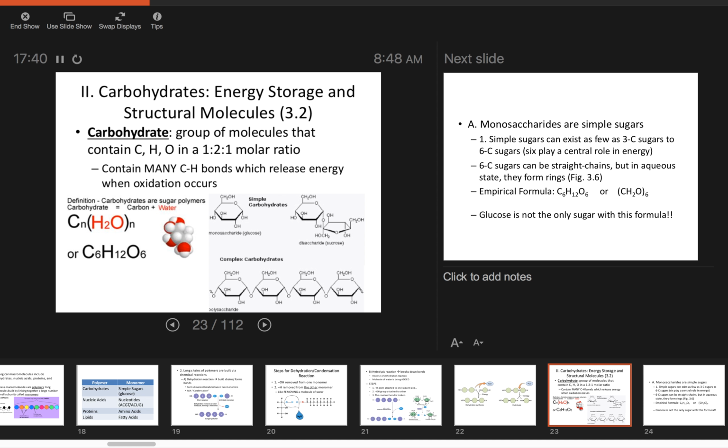But one of the characteristics that carbohydrates have is they have many CH bonds, and we talked a little bit about it yesterday, or maybe it was 2 days ago, I'm not exactly sure. But if you have a lot of CH bonds, you can break them or form them and release and absorb a lot of energy.